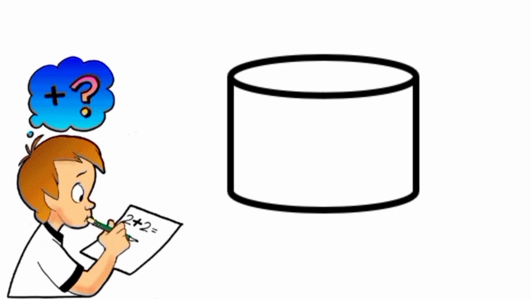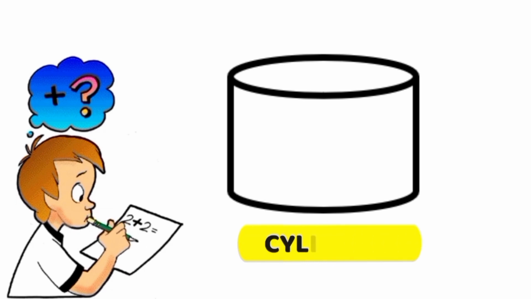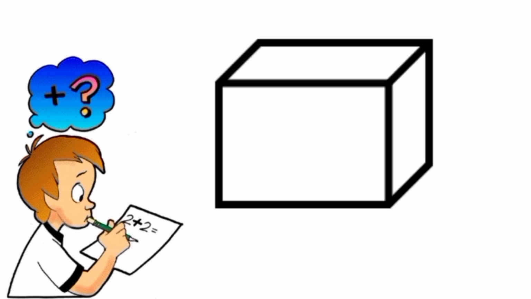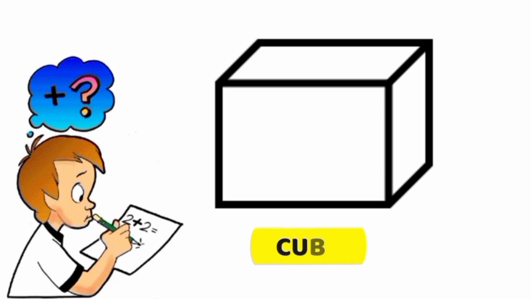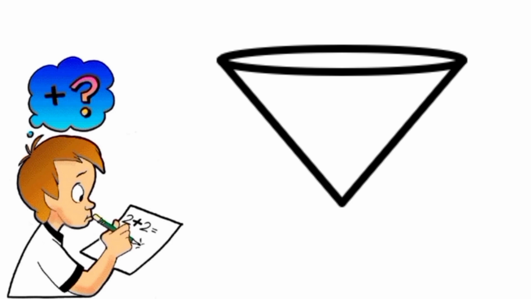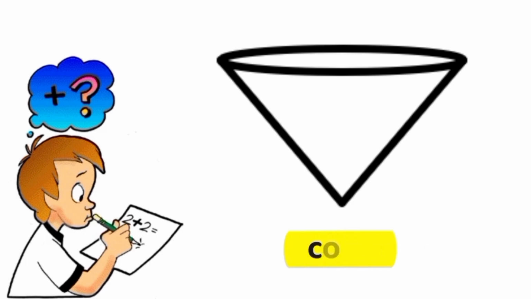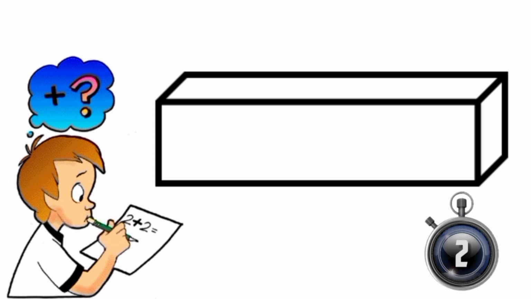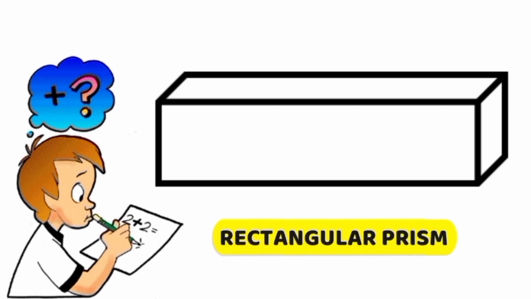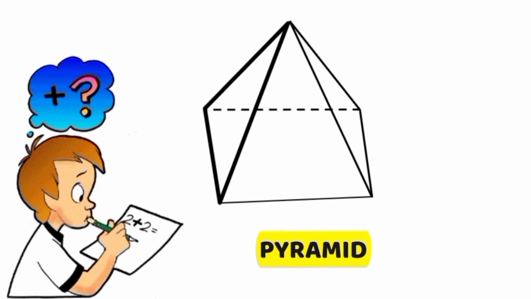For number 1, what figure is this? Very good. This is a cylinder. Number 2. Excellent. A cube. How about this one? Great! It is a cone. Number 4. Very good! A rectangular prism. And for the last number, correct! Pyramid.